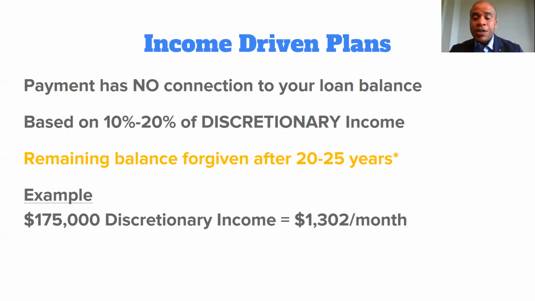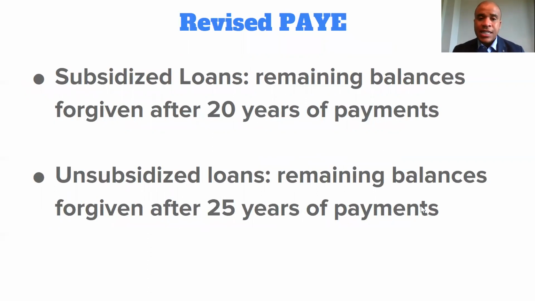So if you're aiming to have your loans forgiven, depending on the payment program you choose, you could have to pay for 20 years before your loans are forgiven, or you could have to pay for 25 years, depending on your payment program. And of all the plans that we've discussed, there's one in particular called the Revised Pay-As-You-Earn Plan, or the REPAYE plan, that separates how long you pay your loans based on whether they are subsidized loans or unsubsidized loans.